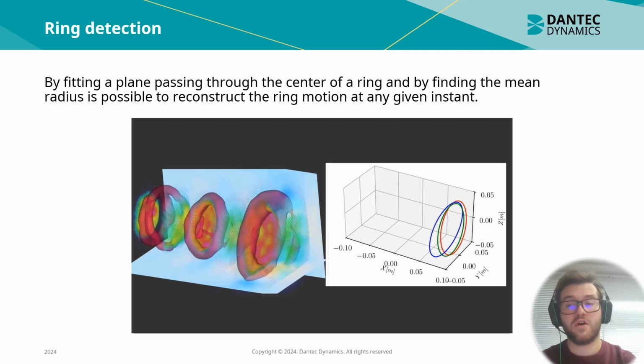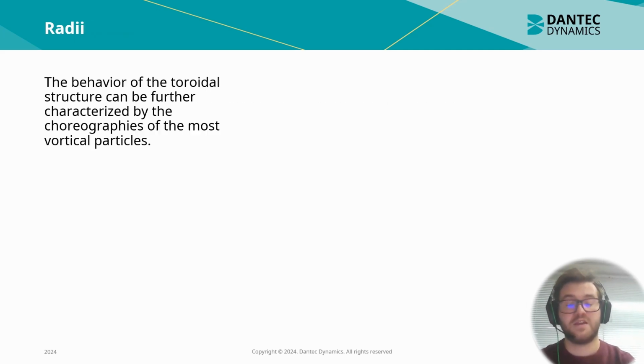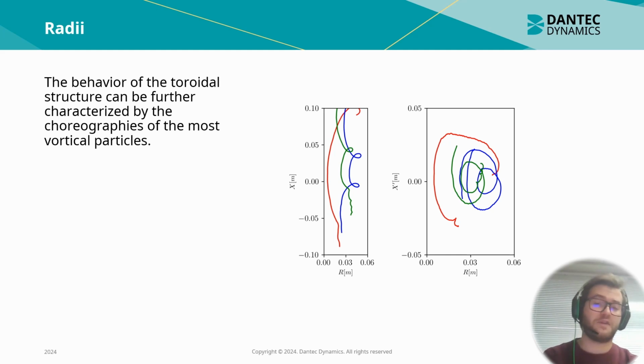But the behavior of the toroidal vortices can be further characterized by inspecting their choreographies. What are the choreographies? Simply the movement of the radii. Look into a plot where on Y we have the axial displacement, and on X we have the radius increase, so the distance from the axisymmetric line. And what we obtain is that we can clearly see what we would expect.